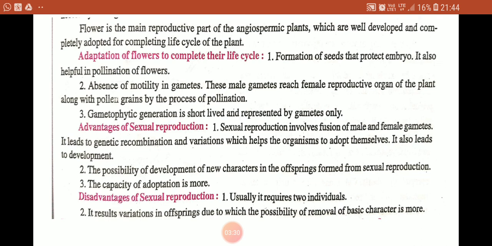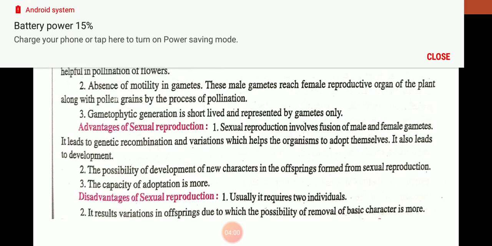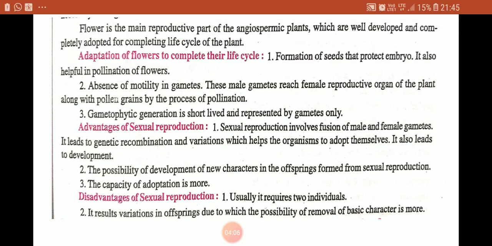Next, we move to advantages of sexual reproduction. It involves fusion of the male gamete and the female gamete, resulting in a new genetic recombination. This genetic recombination helps in better adaptability of the plant to the adverse environmental conditions, as a result of which the plants undergo the course of evolution. Why? This happens because of the development of new characters in the offspring. Capacity of adaptation is more. These are the advantages of sexual reproduction.